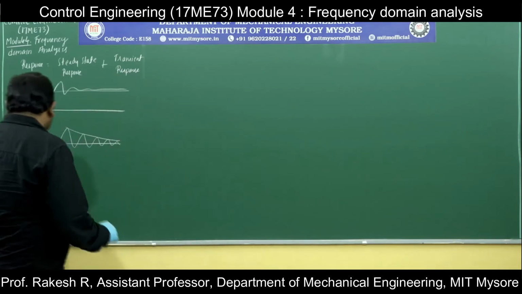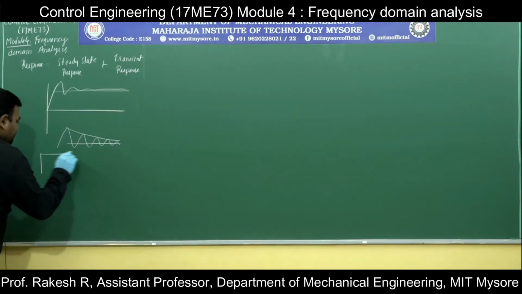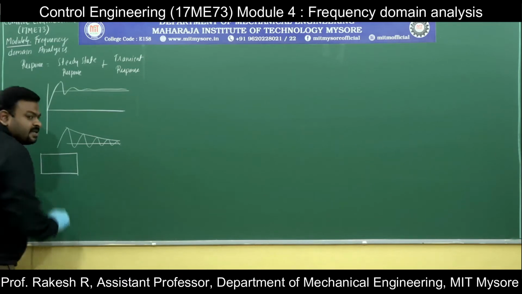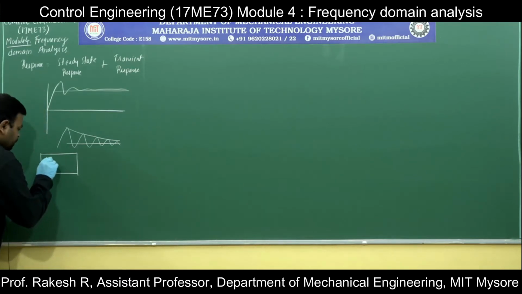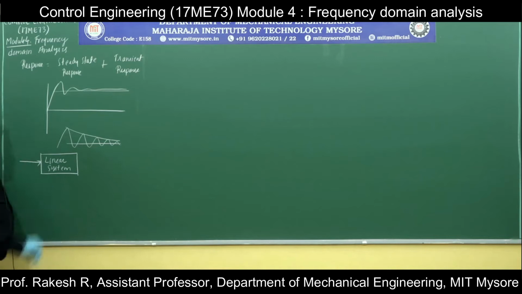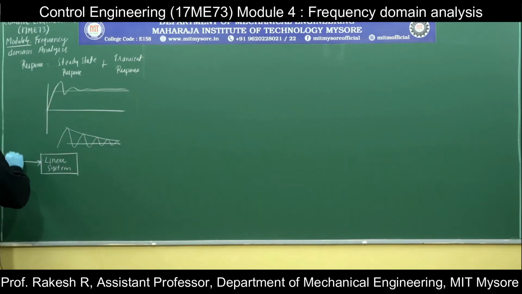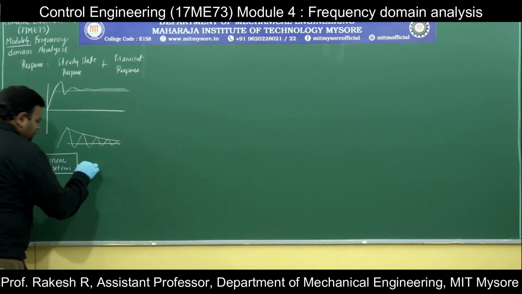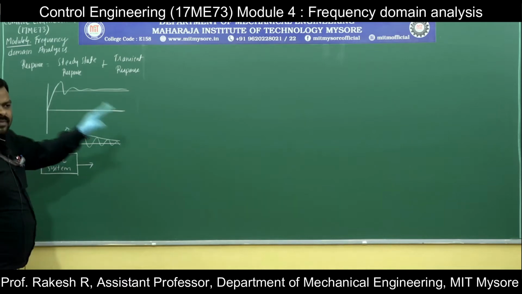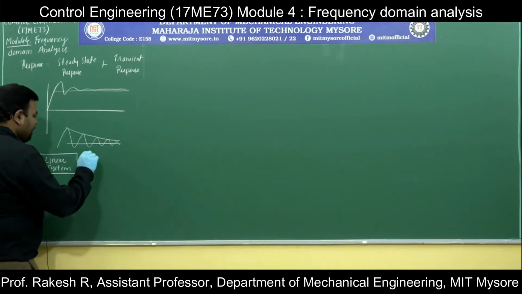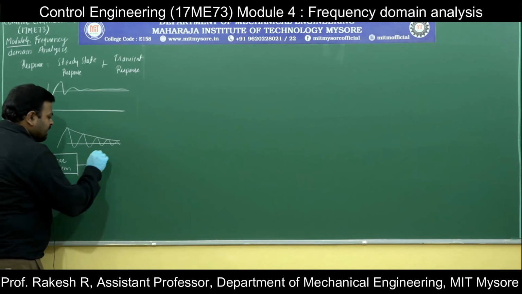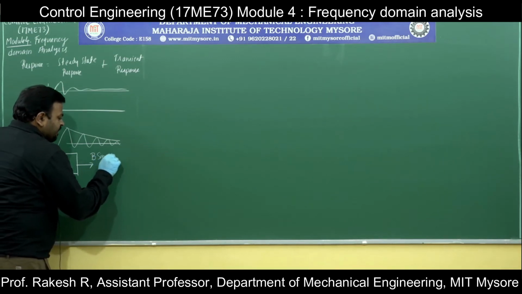Suppose I consider a system. This system is a linear system having an input that is sinusoidal. For example, I will take A sin omega t. For this there will be an output, and that output will be B sin(omega t plus phi).